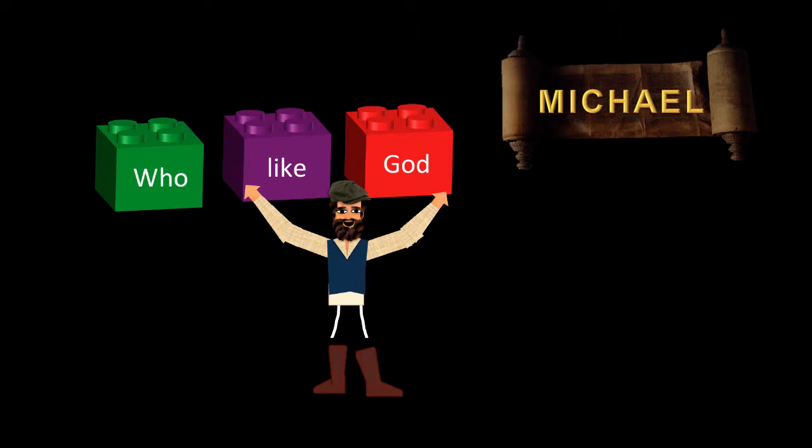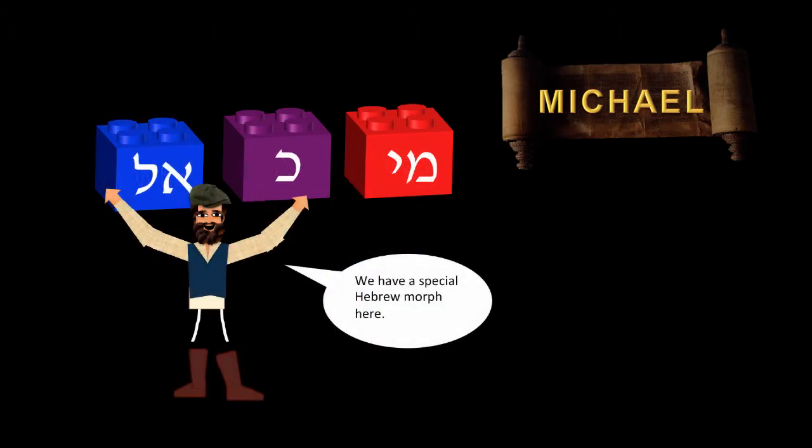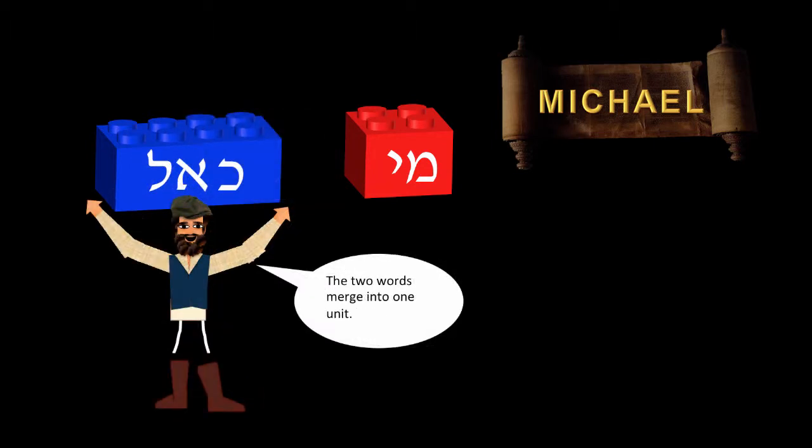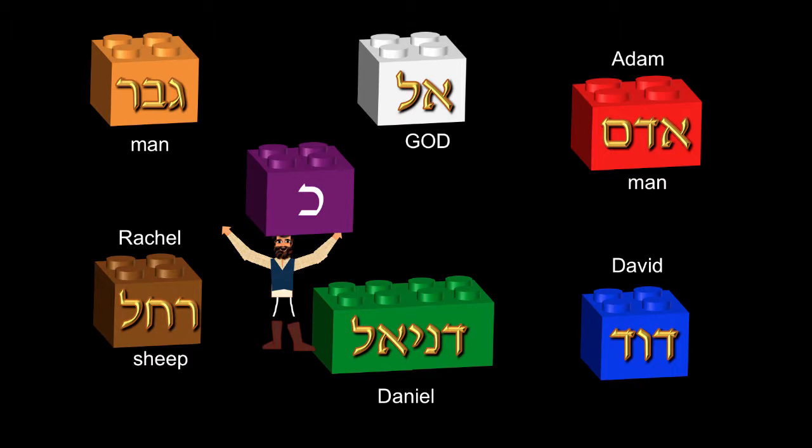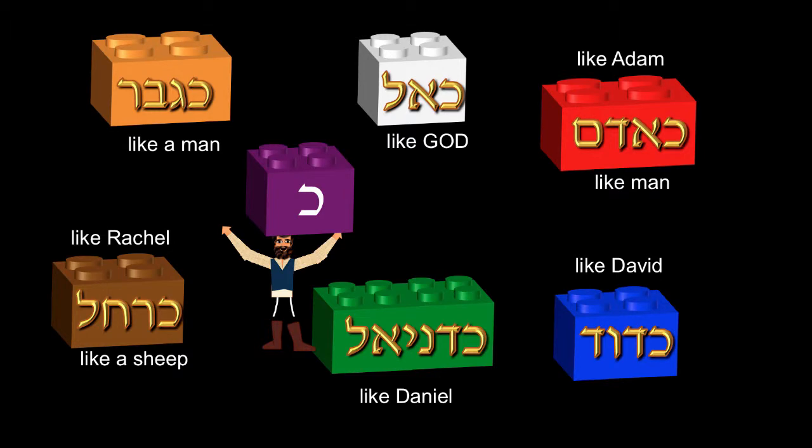And then we had Michael's name, which we know had 3 main units there. And then we do the Hebrew morph. And we still have another special Hebrew morph here. And we have a merge of 2 Hebrew words together into one unit. And you got to see how that works with any kind of noun. And you were able to learn all these new words.